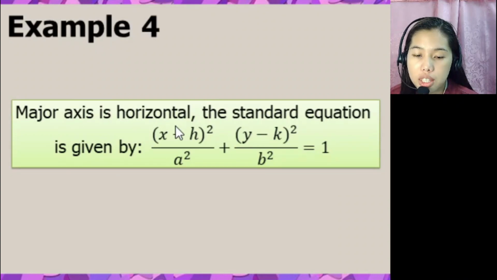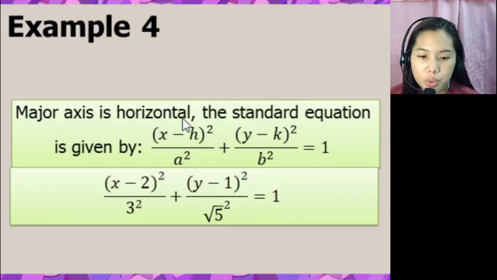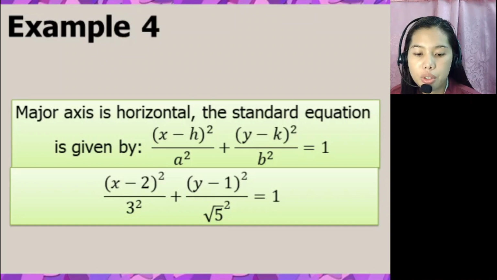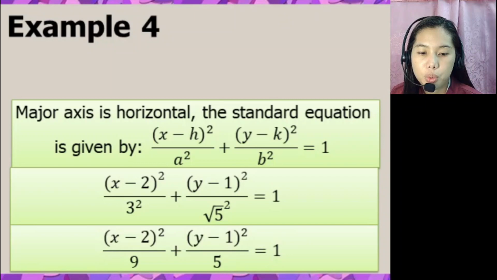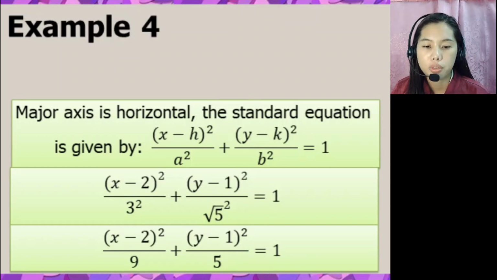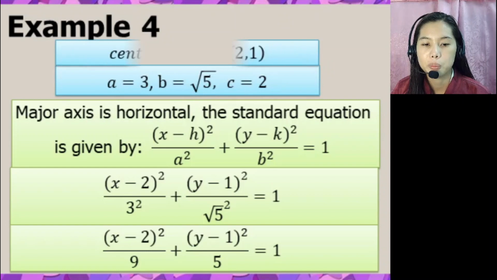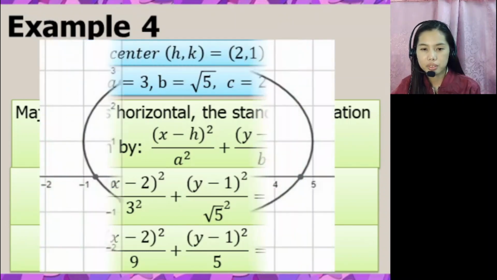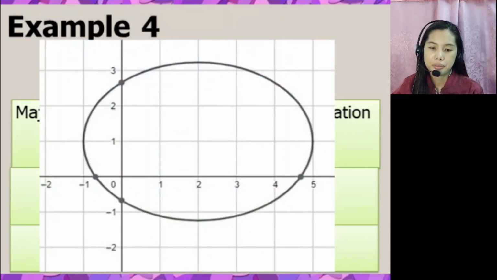So it is horizontal, and the standard equation is given by this equation. That means you will have x minus 2 squared all over 3 squared plus y minus 1 squared all over square root of 5 squared equals 1, and voila, this is your equation. Quantity x minus 2 squared all over 9 plus quantity y minus 1 squared all over 5 equals 1. Alright? And this is our graph.